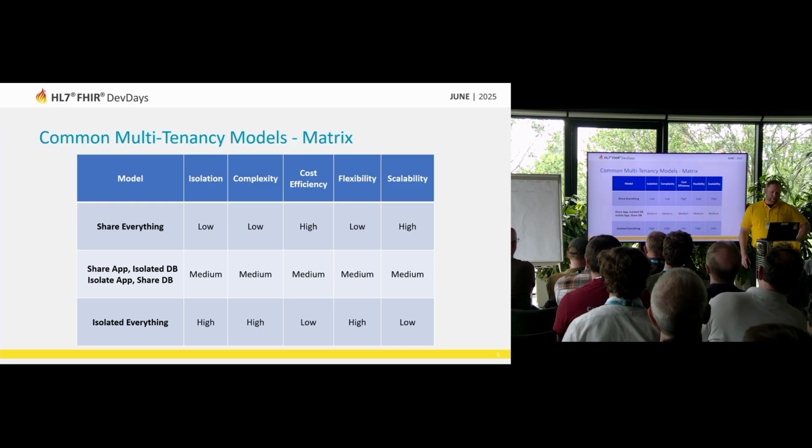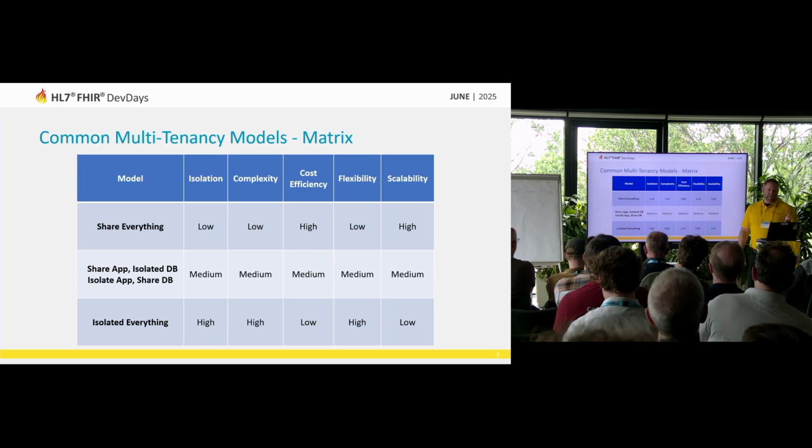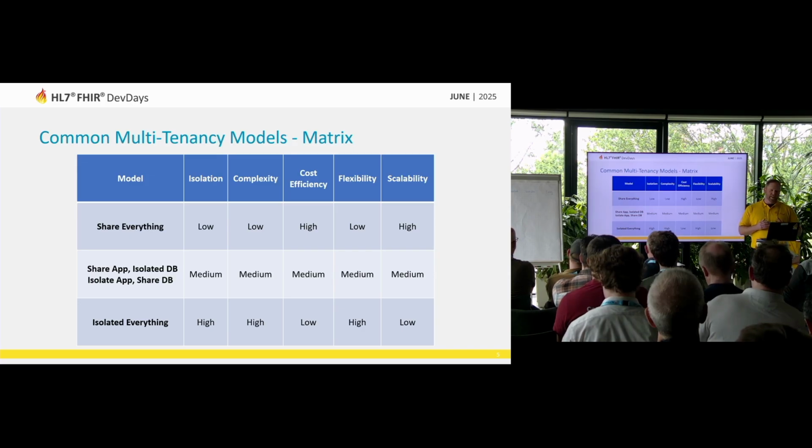So we have some common multi-tenancy models. There's a matrix. You could either share everything. There's not going to be any isolation when you share everything. The complexity is going to go way down. Your deployments, testing, support, maintenance, all that stuff is way easier and less complex. The cost efficiency is high. You can share the compute resources, memory, and the database layer, and when you do that in the cloud, it's obviously cheaper to share all that stuff.